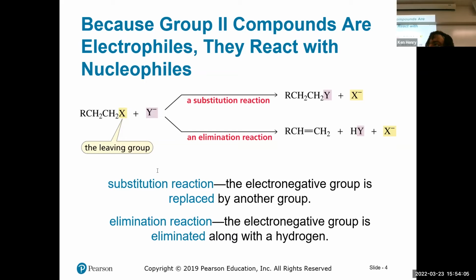Because they're electrophiles, they're going to be reacting with nucleophiles. Okay. So in the first case, a substitution is when the electronegative group is replaced by another group. We're substituting, right? Elimination is when we basically remove the electronegative group and eliminate it along with a hydrogen, okay? So in other words, we're going to remove that group entirely, whereas substitution is just that we replace one with another, okay?